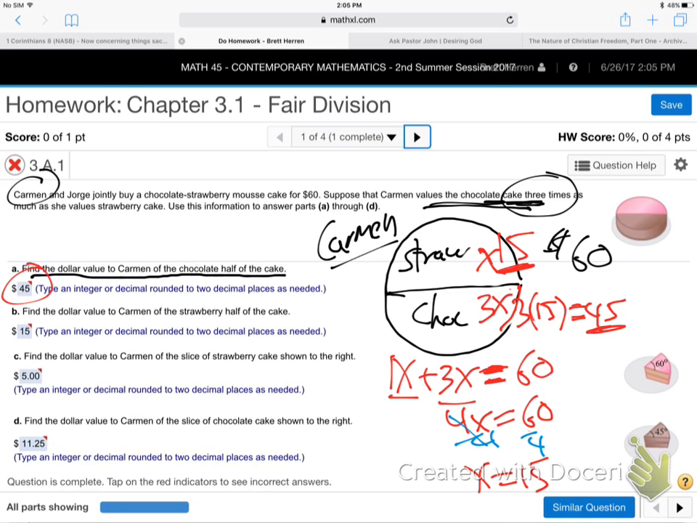All right. So that's why the $45, oh yeah, it's right over there the whole time, huh? So $45. That's what she thinks of the chocolate half. There's what she thinks of the strawberry half. Okay, good so far?